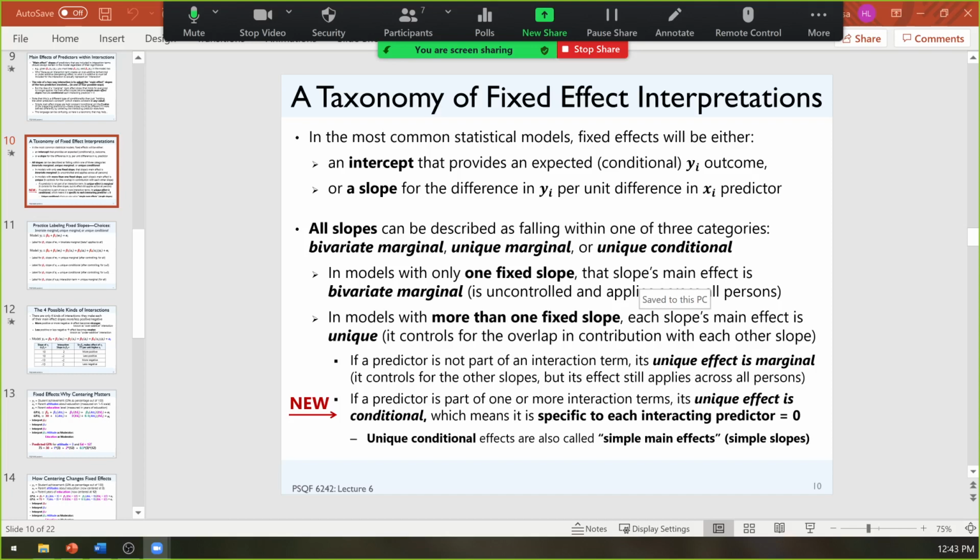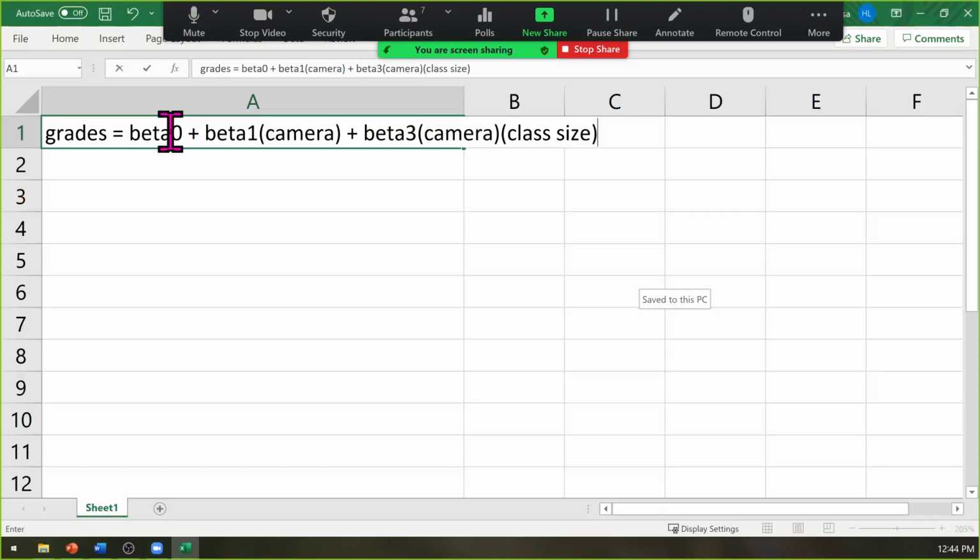So if I had a linear model, it might look something like this. Let's say that grades is the outcome. We're just going to type quickly here: beta 0 plus, his hypothesis was about camera use, so I have beta 1 times camera. He thought that camera use mattered only in smaller classes. So that type of idea, I'm going to deliberately call that beta 3, would be operationalized as something like camera use times class size, plus E.